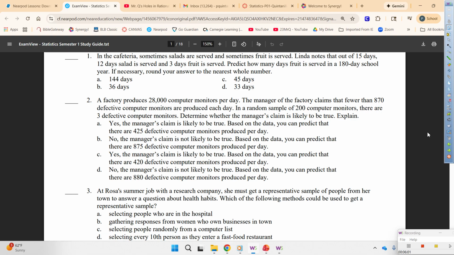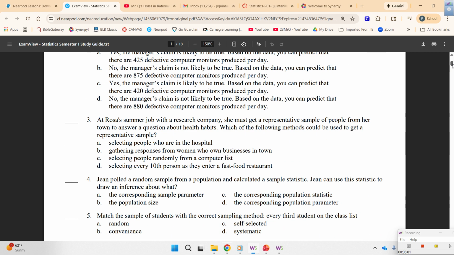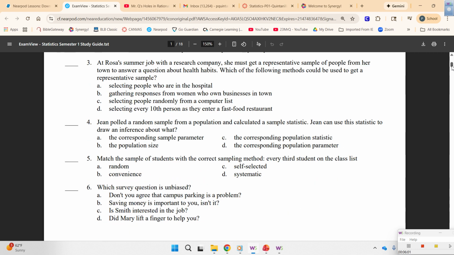Let's go to the next one. I'm going to ask you to send me your notes in the screen that I'm going to send you in a little bit. Give me a second. Let's go to number 3.